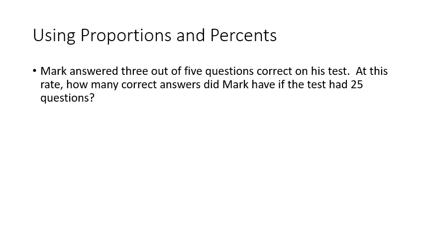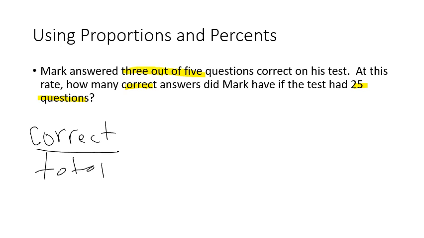So the first thing you want to do, of course, is read the question. So it says Mark answered 3 out of 5 questions correct. So that's his initial ratio, 3 out of 5. At this rate, how many correct answers did Mark have if the test had 25 questions? So the first thing I like to do is always set up a ratio using words. So we're comparing the correct answers to the total questions. So on the test, his ratio was 3 correct out of 5 total.